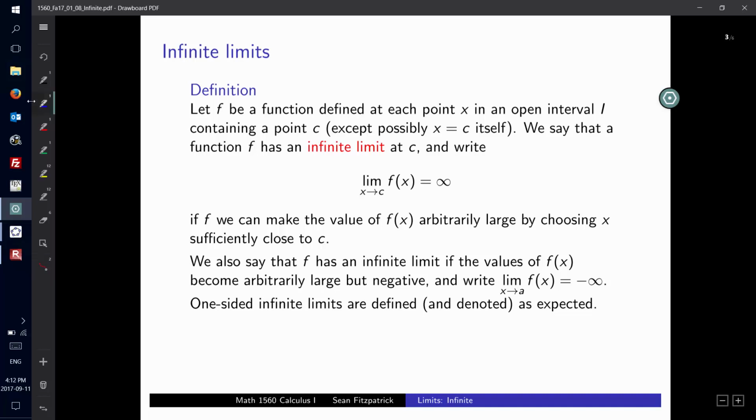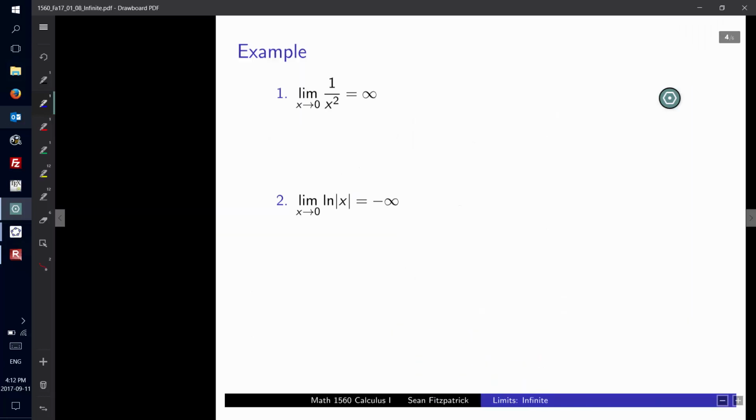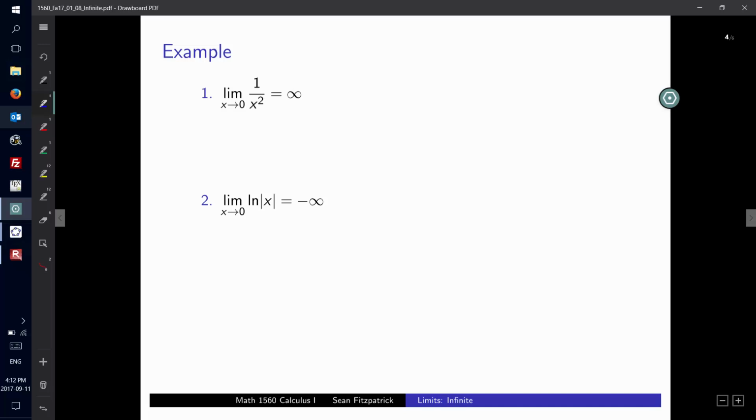So if we were talking about this function that we had on the previous slide, f of x equals 1 over x, if we were considering the limit as x approaches 0 from the right, well, we could say that that's infinity. And if we considered the limit as x approaches 0 from the left, that's going to be minus infinity, right? The overall limit as x approaches 0 doesn't exist because those two one-sided limits don't agree, but the two one-sided limits are both infinite.